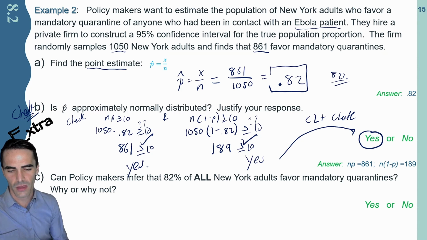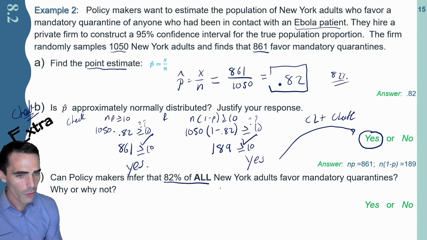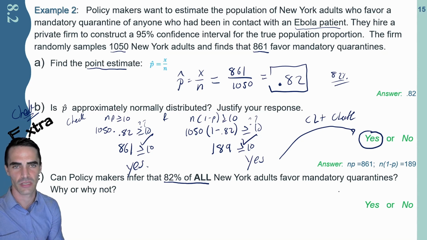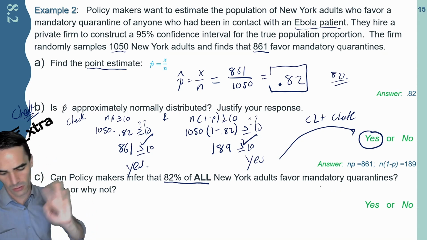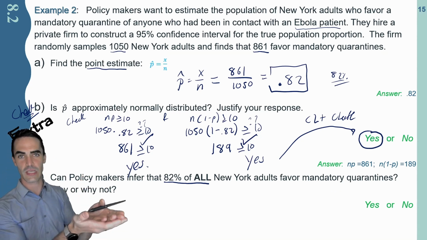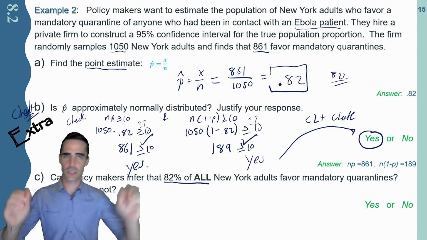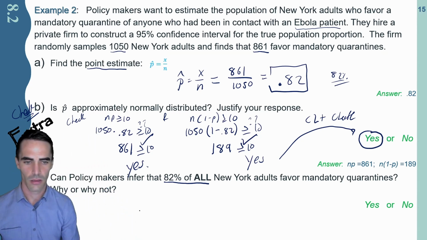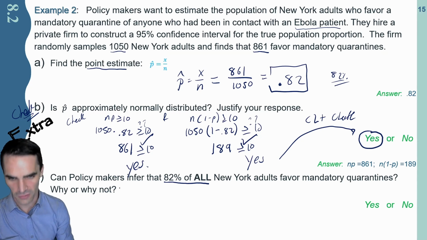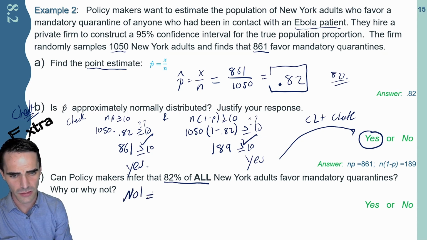Here's an example. Can policymakers infer that 82% of all New York adults favor mandatory quarantines? Can the firm just preemptively go, look, the math is too hard for us, here's the sample information we gathered, and can the policymakers then go, yep, this is what the whole state thinks? Well, the short answer is no. Definitely not. Cannot make that inference.